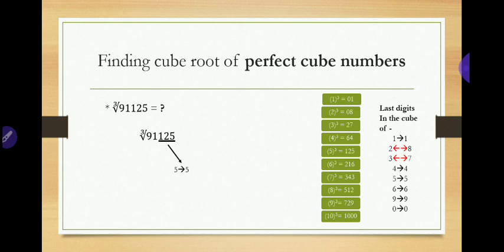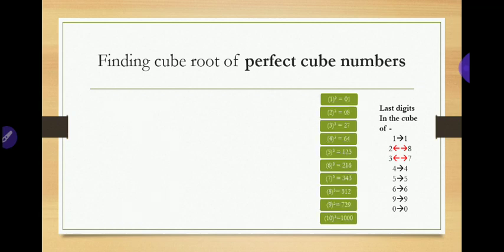So for the first group 91, you have to check between whose cubes it falls. It falls between the cube of 4 and 5, because the cube of 4 is 64 and the cube of 5 is 125. From that you always take the smaller digit, that is 4. Therefore the answer will be 45. Easy or not? This method is only possible for perfect cube numbers, remember that.